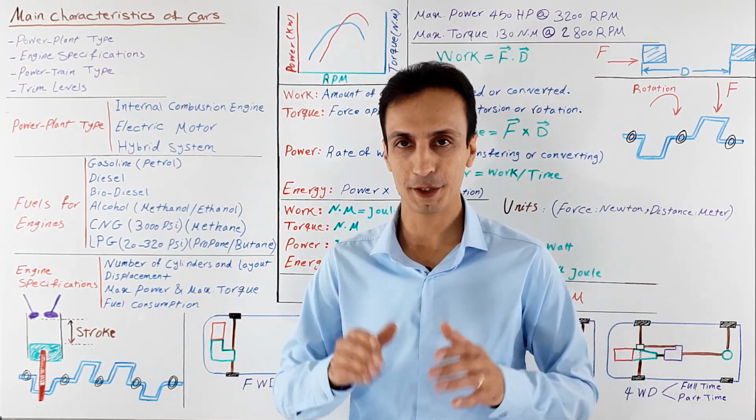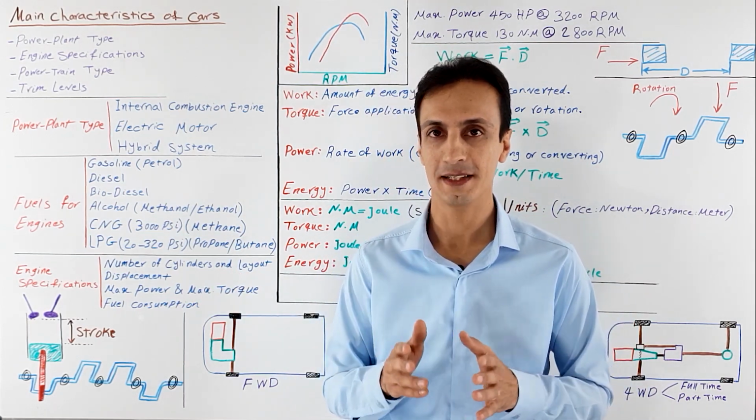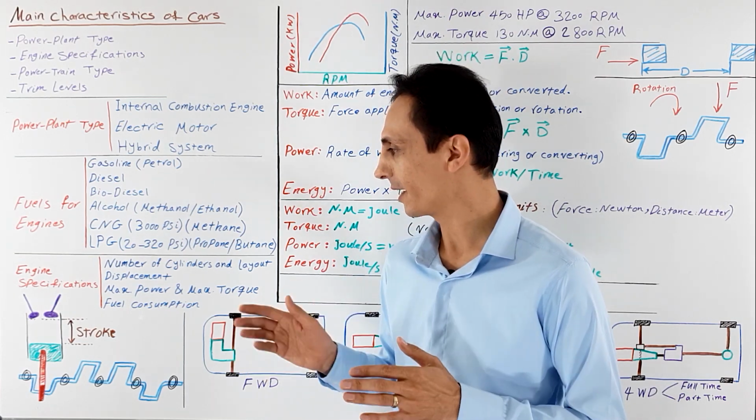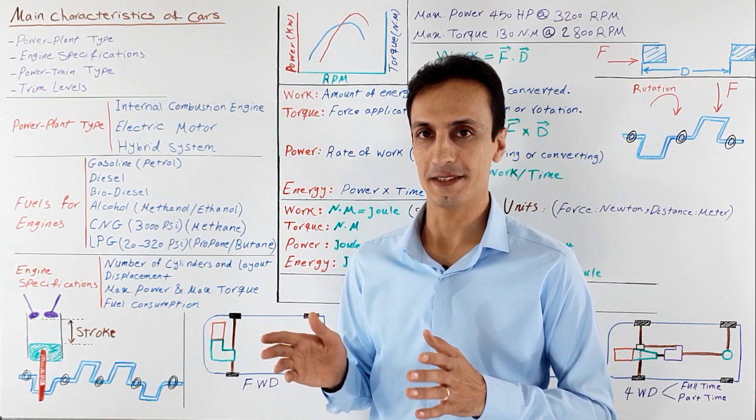Fuel consumption. Fuel consumption is expressed in two ways: liters per 100 kilometers in the SI system and miles per gallon for the UK and US systems.